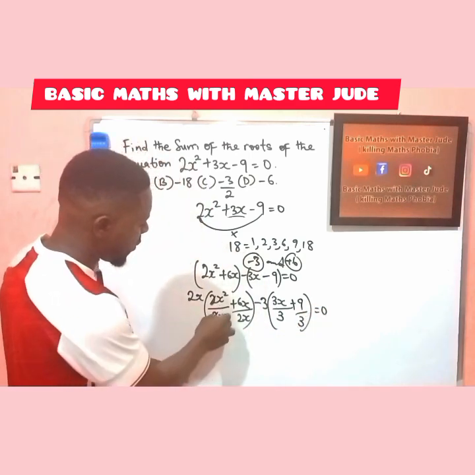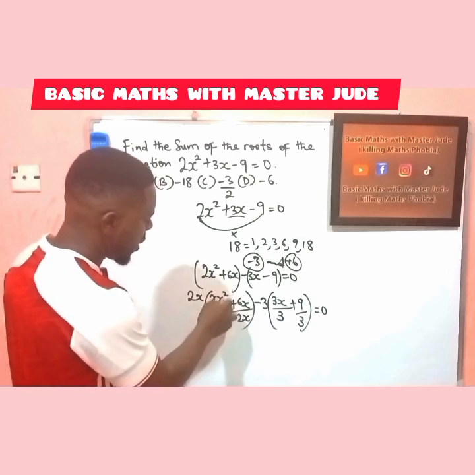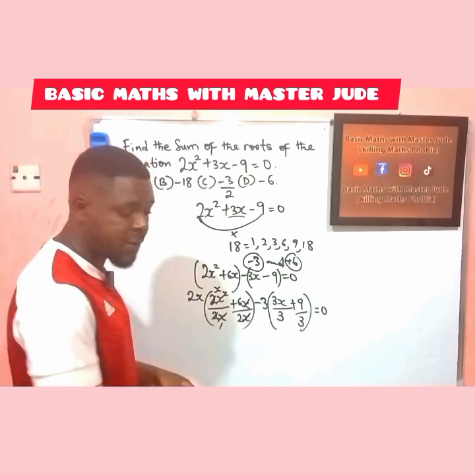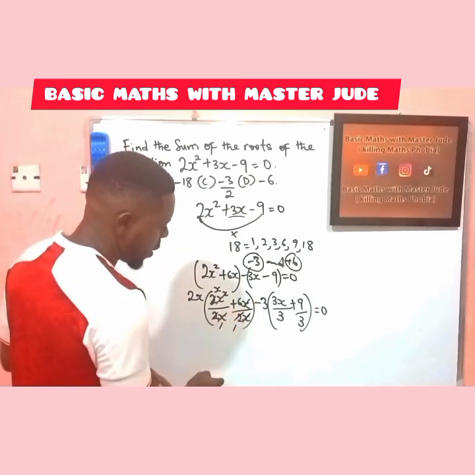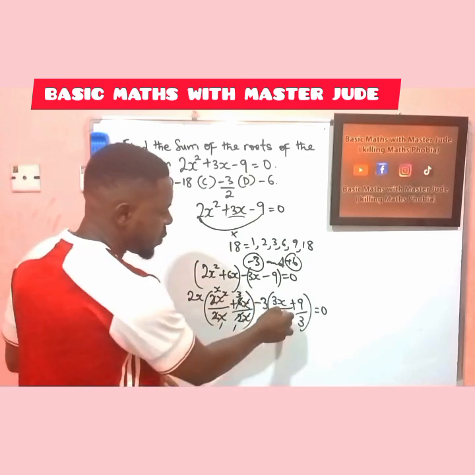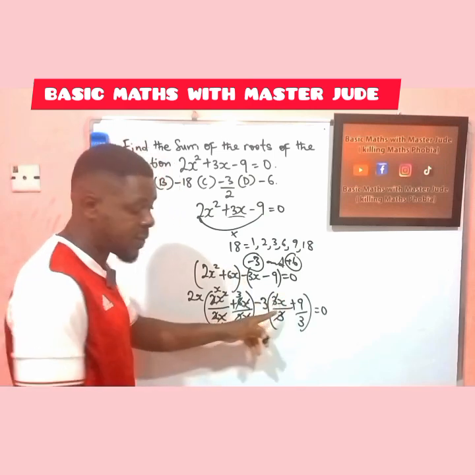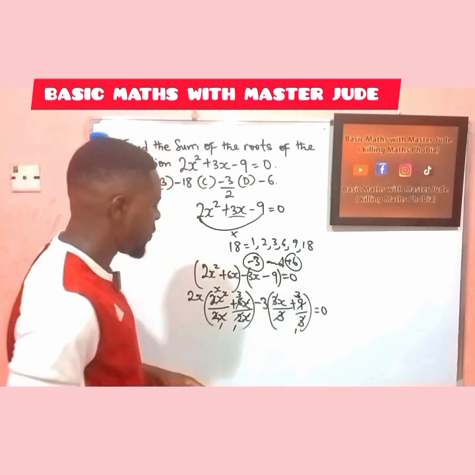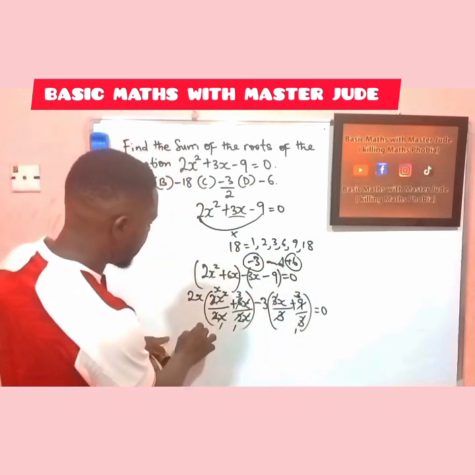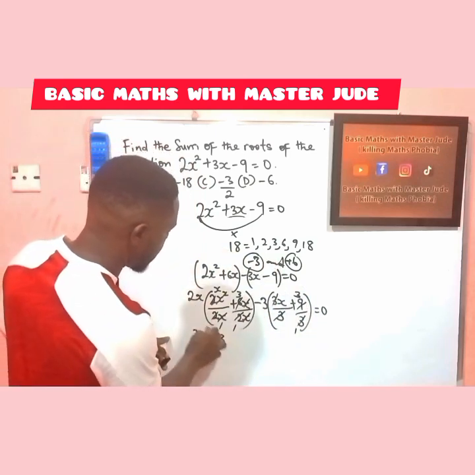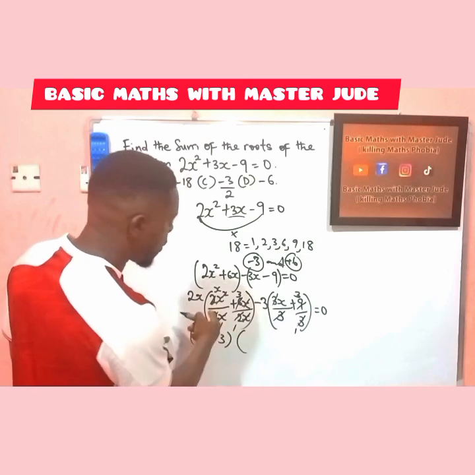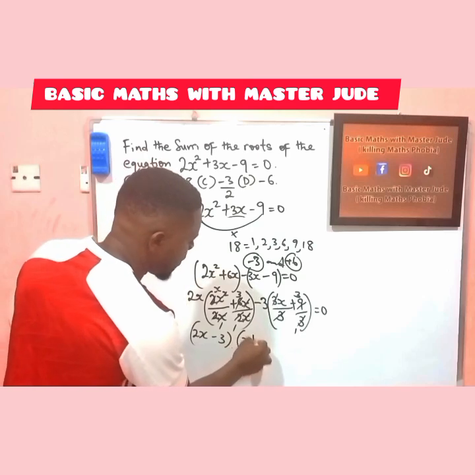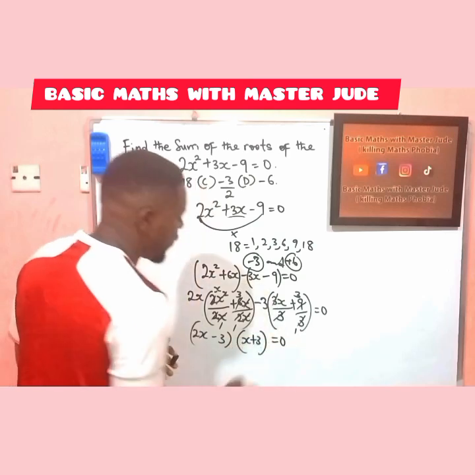2 will cancel itself, x will cancel x into x squared. I'm left with x. X will cancel x. 2 here is 1, 2 here is 3. 3 will cancel itself. I'm left with x here. 3 dividing itself is 1. 3 dividing 9 is 3. Now, what I have outside is 2x minus 3 in a bracket. What do I have inside? x plus 3, x plus 3. I'll pick 1. Then x plus 3 is equal to 0.